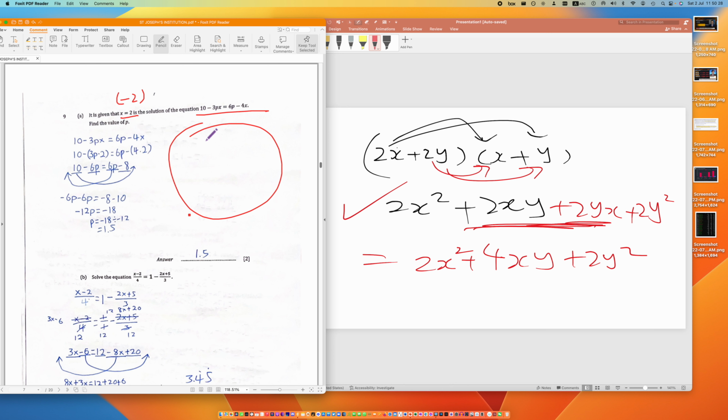What was the mistake here? Just tell me what was the mistake. Bracket what? Bracket negative 2. Okay. So what you need to do here? Bracket negative 2. Please do it.